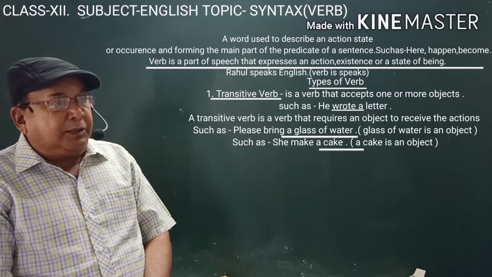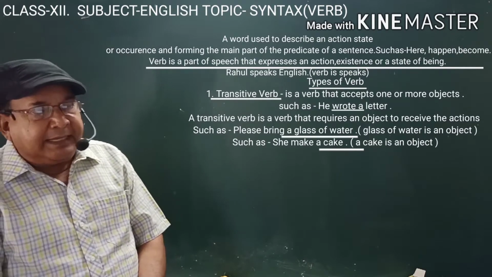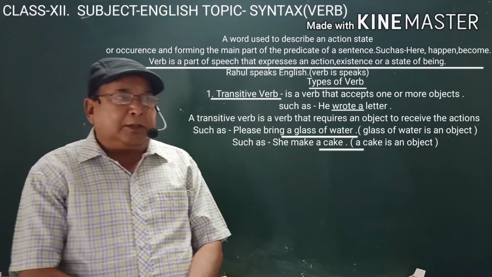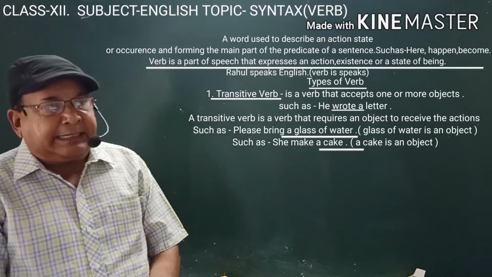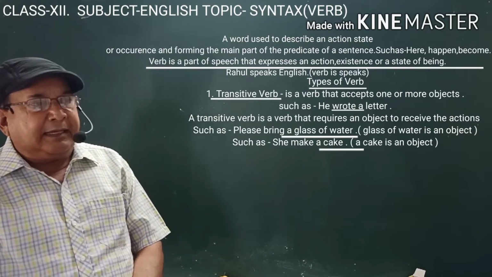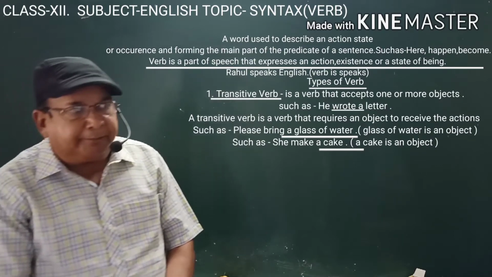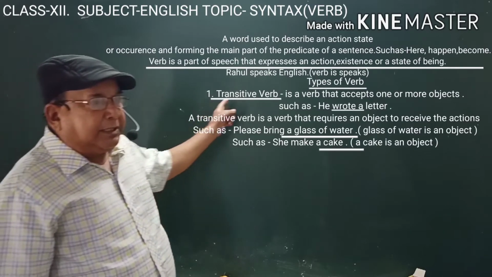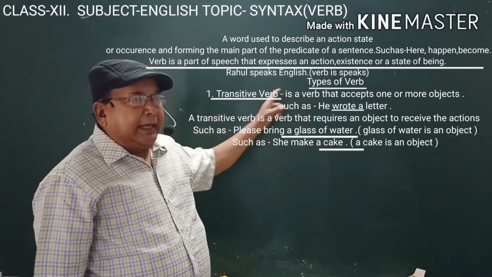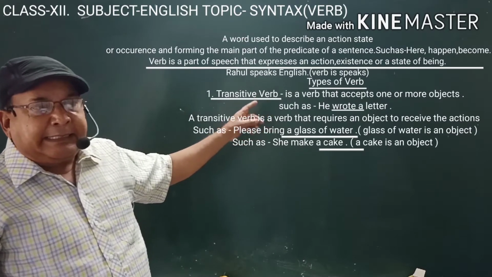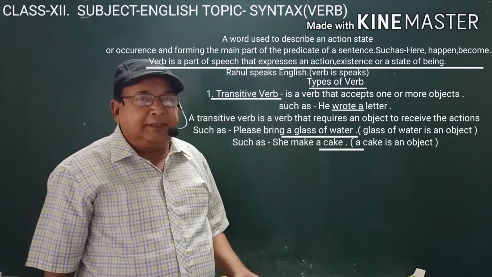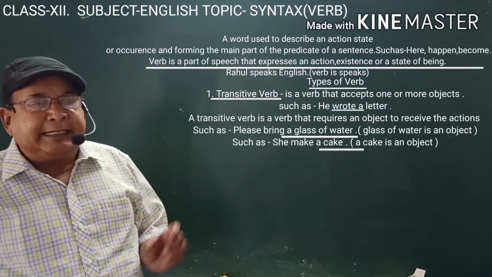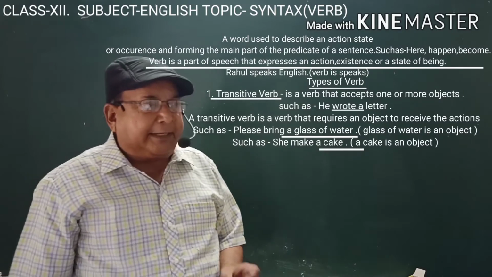A word used to describe an action, state or occurrence, forming the main part of the predicate of a sentence, such as hear, happen, become. Verb is a part of speech that expresses an action, existing or a state of being. Rahul speaks English. In this sentence, verb is speaks.